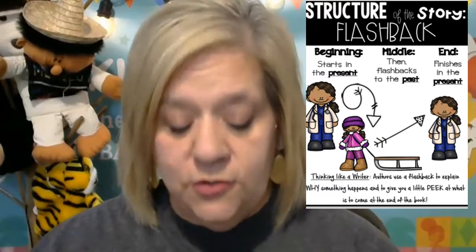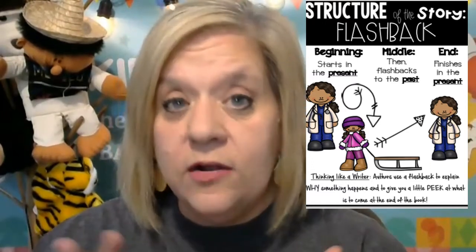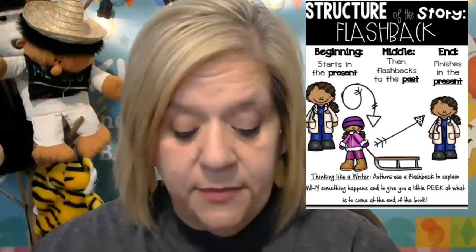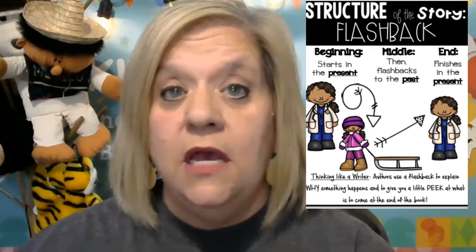And let me read this to you too, because I thought this was important. If you think like a writer, authors use a flashback to explain why something happens. So if you just knew there was this little old lady named Miss Rumphius and she planted lupines, well, we don't know why she planted lupines. But when we read the whole story and read about those flashbacks, it makes us understand why she planted the lupines. So authors use a flashback to explain why something happens and to give you a little peek at what is to come at the end of the book. And Miss Rumphius is the perfect book to do that.